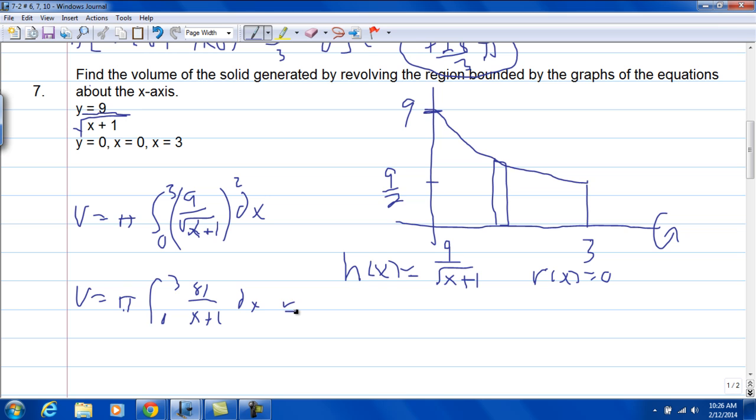That's going to be what? Well, the 81 can come out with a pi, so it's 81 pi times, and then we have basically 1 over x plus 1. You integrate 1 over x plus 1, you get a natural log. I'm having a lot of luck with this today.